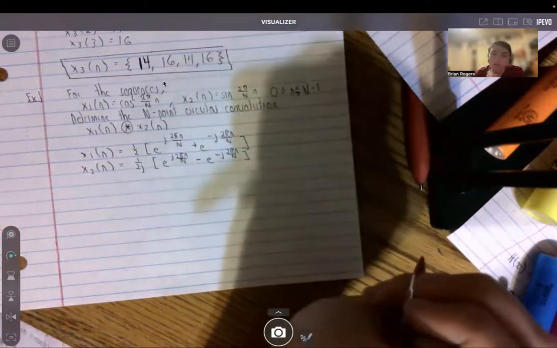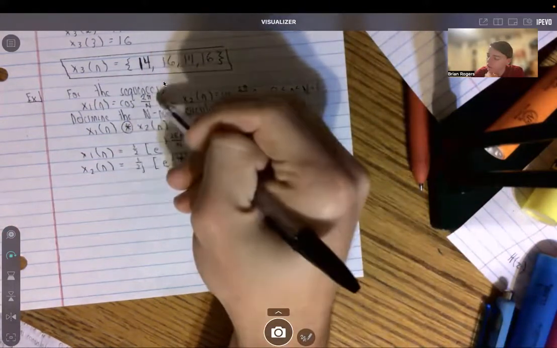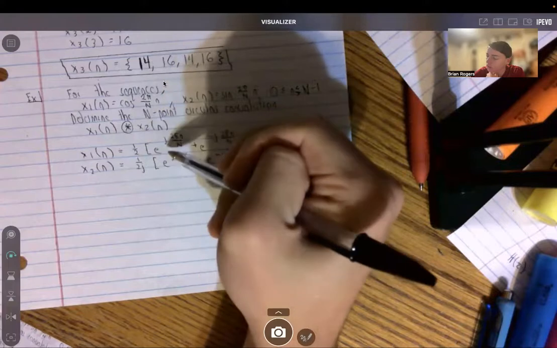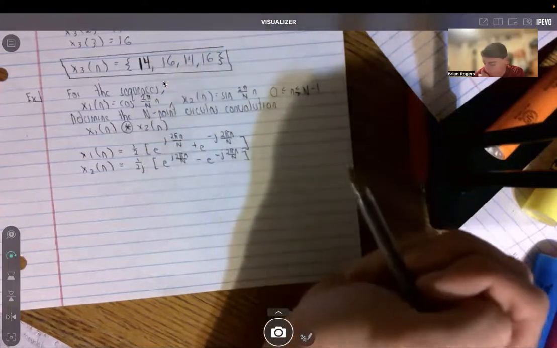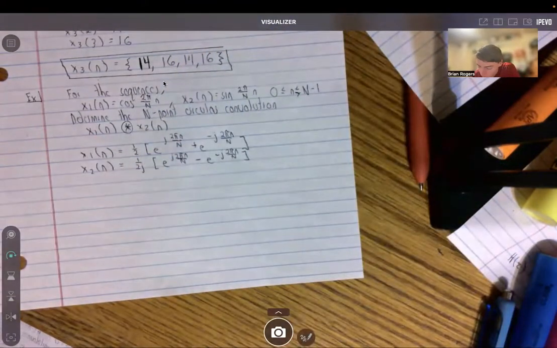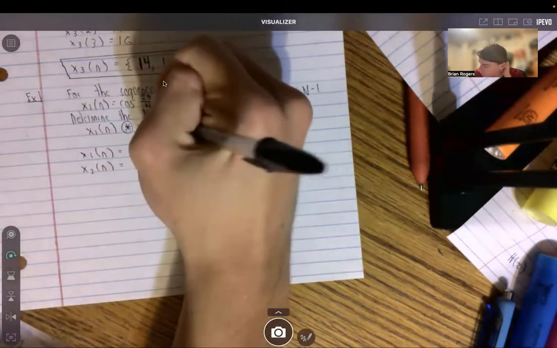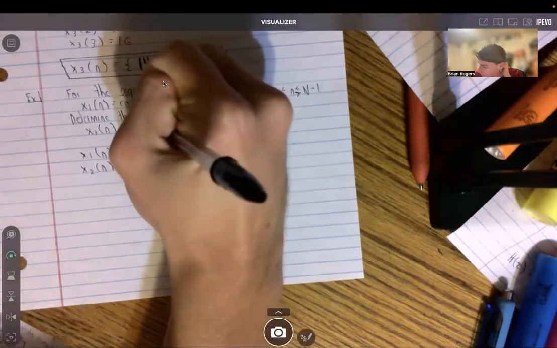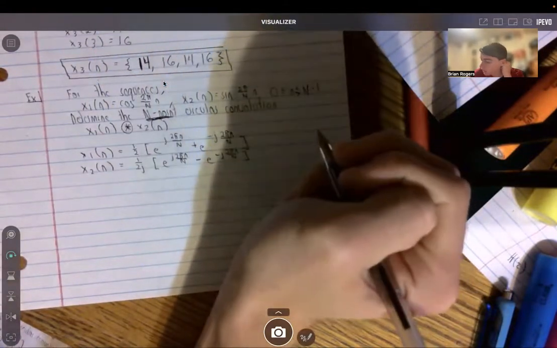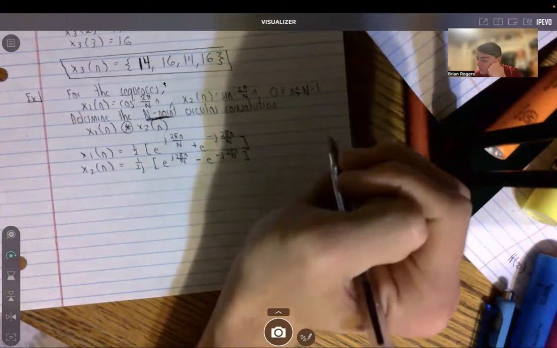Okay, so that is because this is cosine. We just wrote it in terms of the exponential form, and then we wrote the sine in terms of the exponential form. So it said determine the N-point circular convolution. When you saw that N-point, you're probably thinking, oh, this is the formula-based one, using the DFT and IDFT.